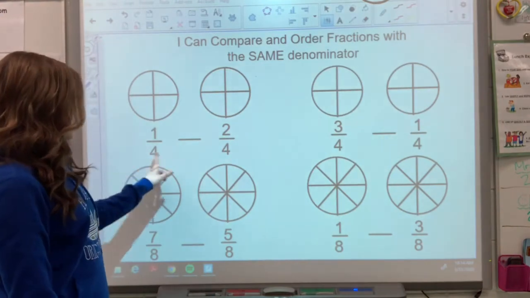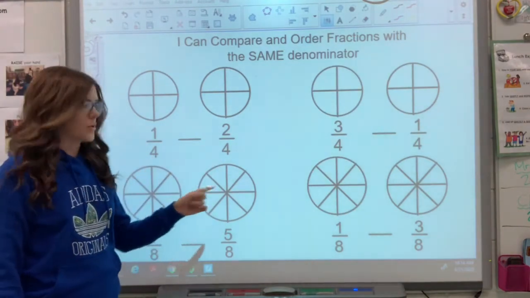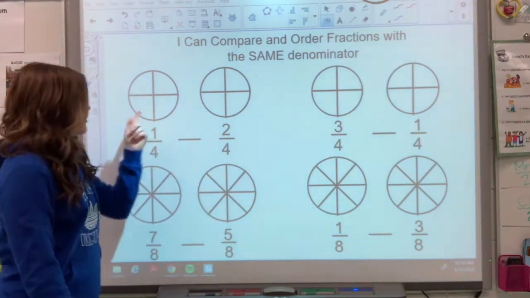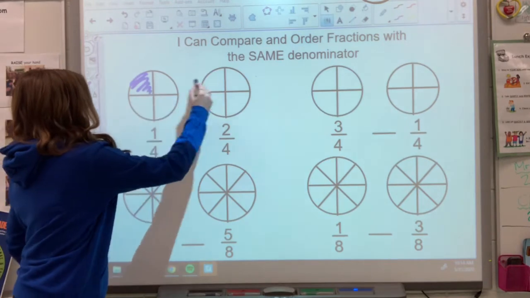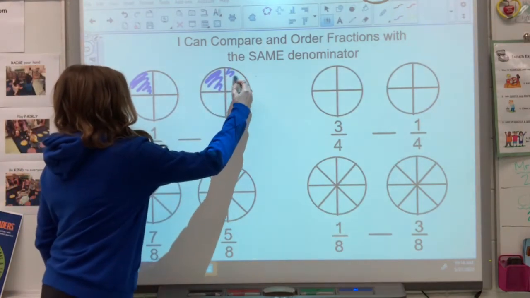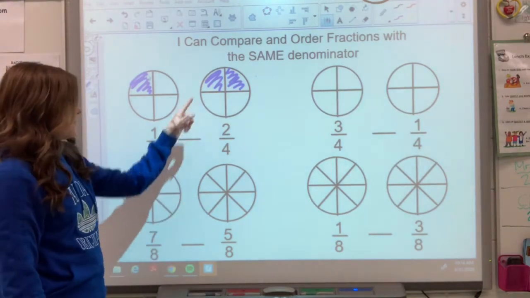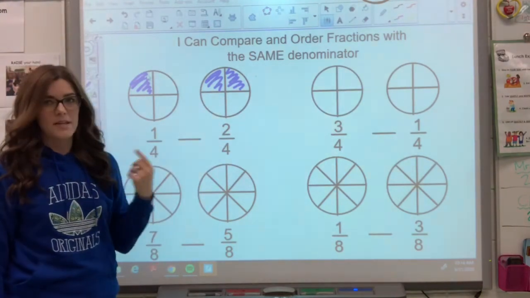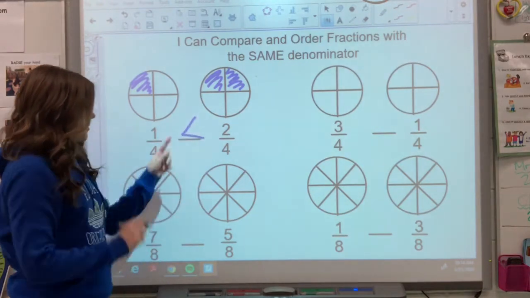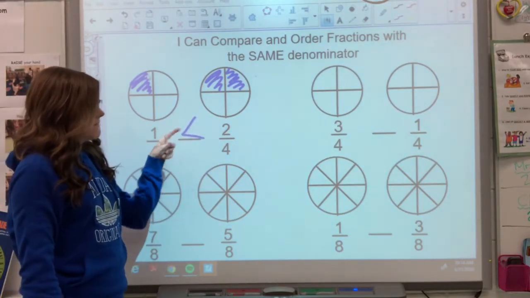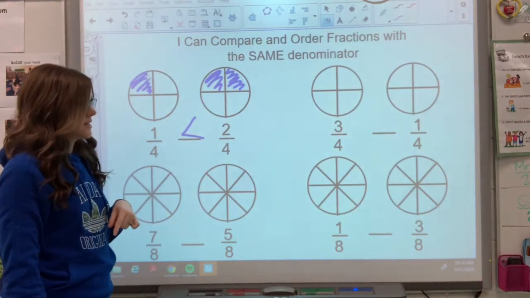The first is quarters, okay? So I have 1/4 and I have 2/4, which is equal to 1/2. So I'm going to go ahead and color in these fractions. So I have 1/4 and I have 2/4. Now I can see by looking at the picture that 2/4 is definitely bigger than 1/4. So I'm going to draw my sign here. And remember, Allie the alligator, she wants to be facing the number that's bigger. Her mouth wants to be facing that way.